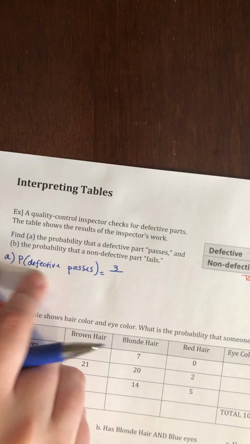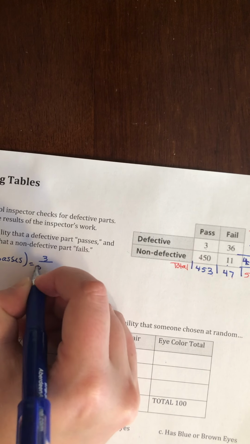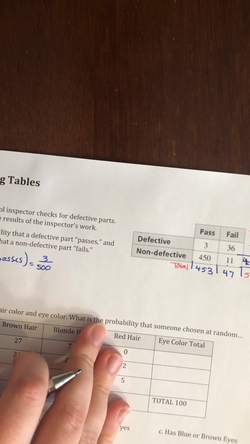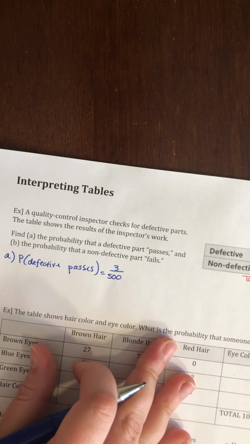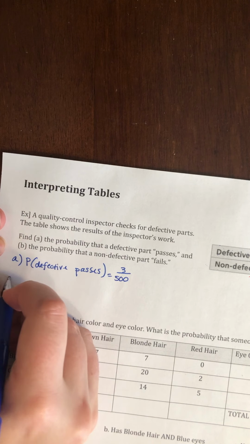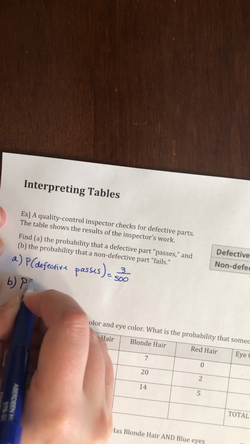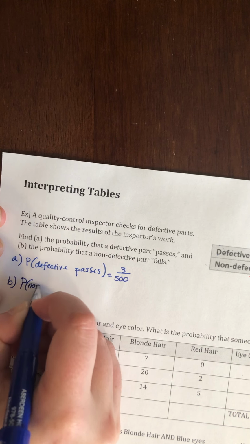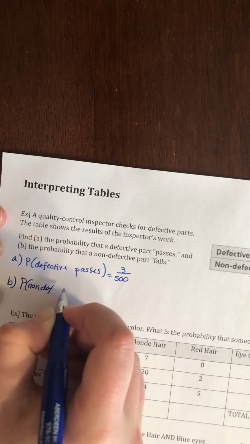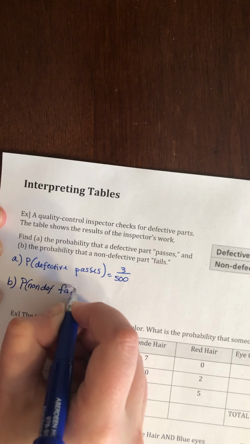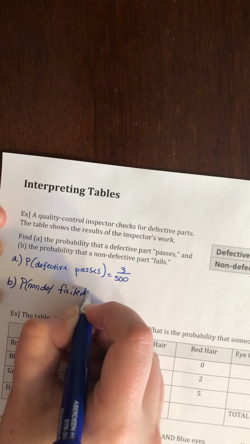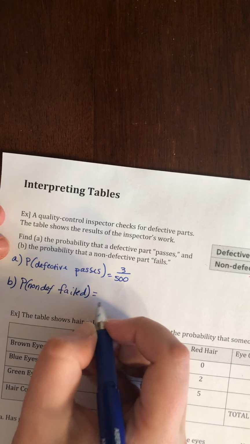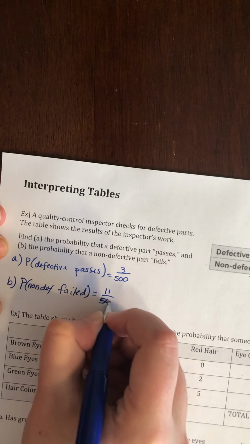So what's the chance that a defective part passes? It'd be 3 out of 500. And B, the probability that a non-defective part failed. That would be 11 out of 500.